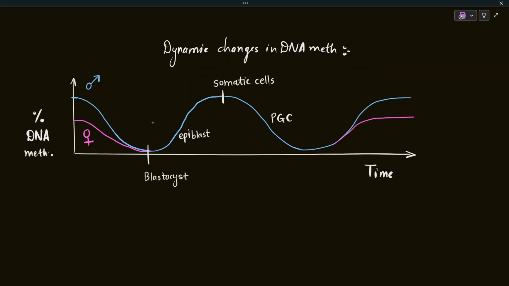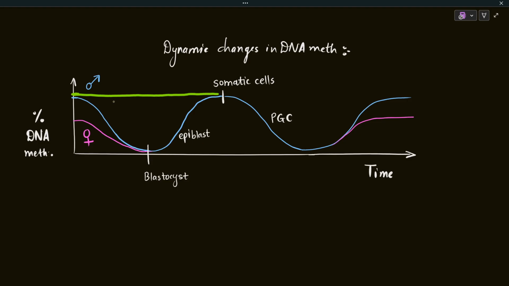So this global DNA demethylation event is only for somatic cells, only for the normal cells with normal genes, but the imprinted genes do not undergo any demethylation event. Why? Because this imprinted region should be maintained in the future progeny as well. So to ensure that the imprinted genes will be maintained in the future progeny, the DNA demethylation is not done. The DNA methylation is maintained.